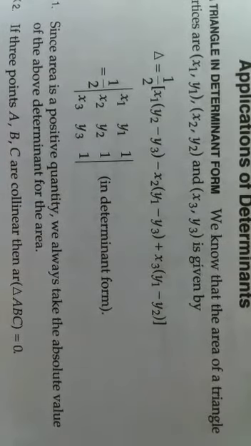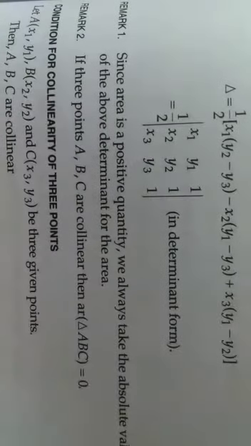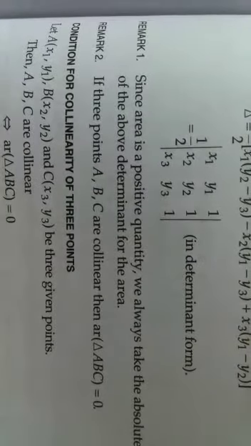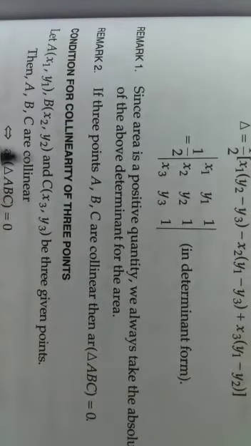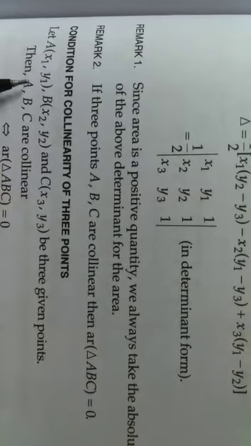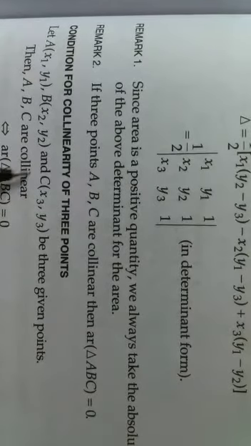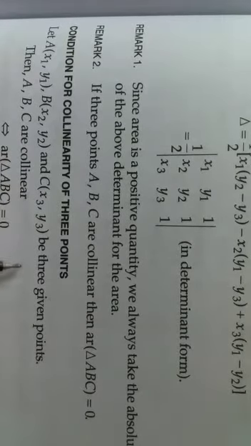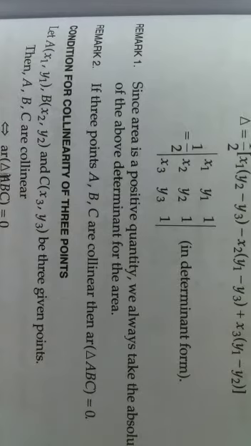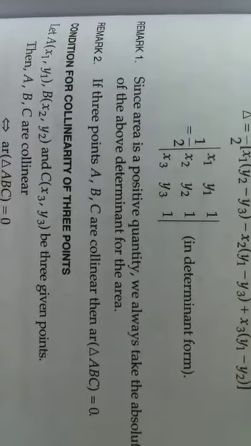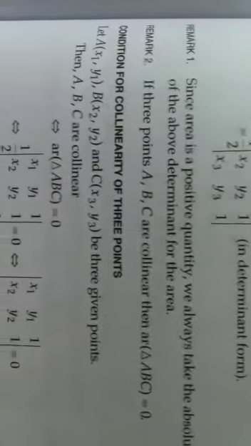Another property is the condition for collinearity of 3 points. For this, let us assume A (x1, y1), B (x2, y2) and C (x3, y3) are the 3 given points, and here it is given that they are collinear. So if the points A, B and C are collinear, then the area of triangle ABC equals 0.